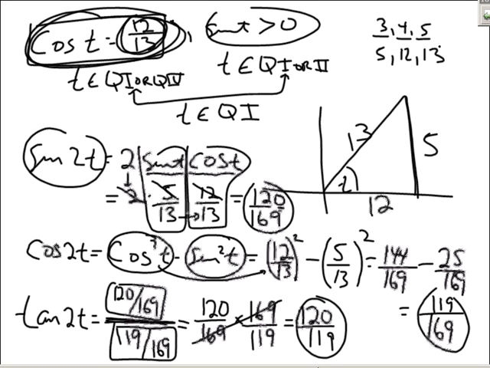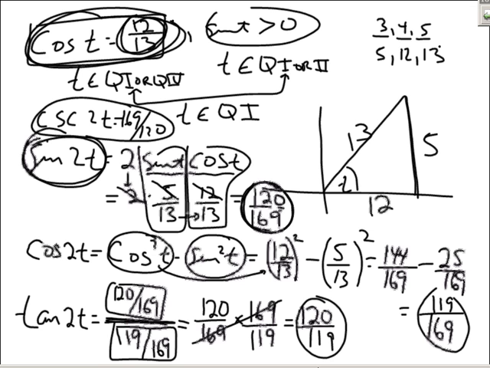If they bother to ask you, remember the reciprocal of sine of any angle is cosecant of the same angle. Well, you just flip over the sine of 2t. It would be 169 over 120. And you can get the remaining two exactly the same way.